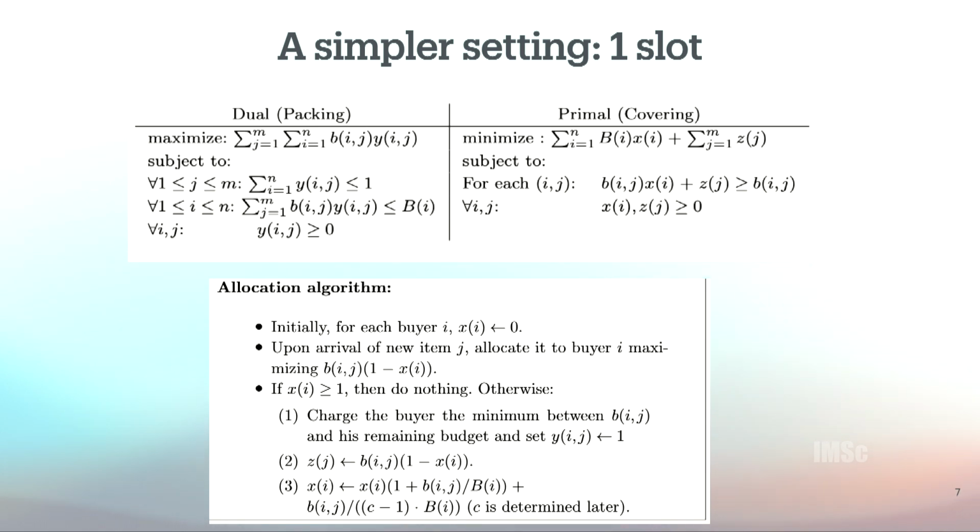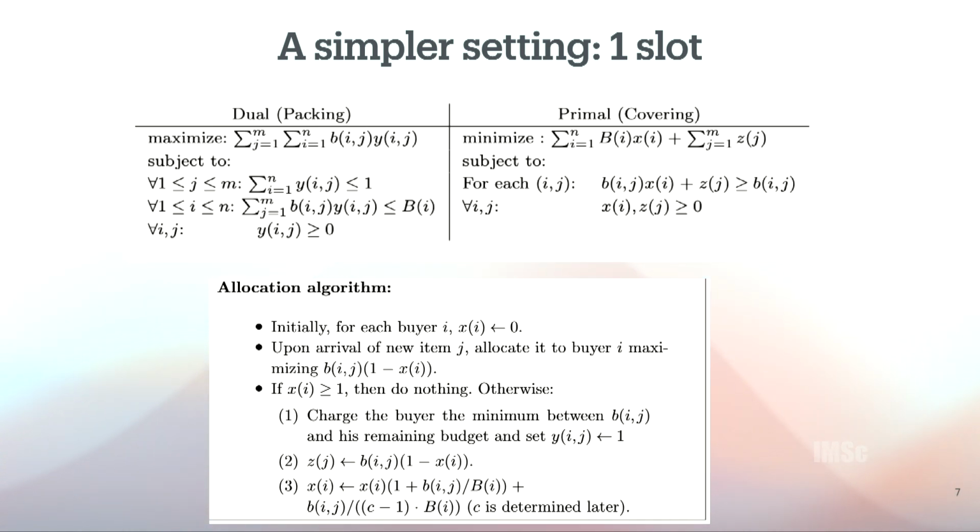Okay? So, if you rearrange this, you will see that zj is at least bij minus 1 minus xi, for all of these ij's. So, potentially what this means is this value xi, which is 0 at first. Okay, let us go step by step. Initially for each buyer I set xi to be 0. Upon arrival of an item j, which means a search word, you allocate it to a buyer i who maximizes the quantity Bij times (1 minus xi). So, xi is initially 0, so basically whoever has the highest bid, that person gets it.